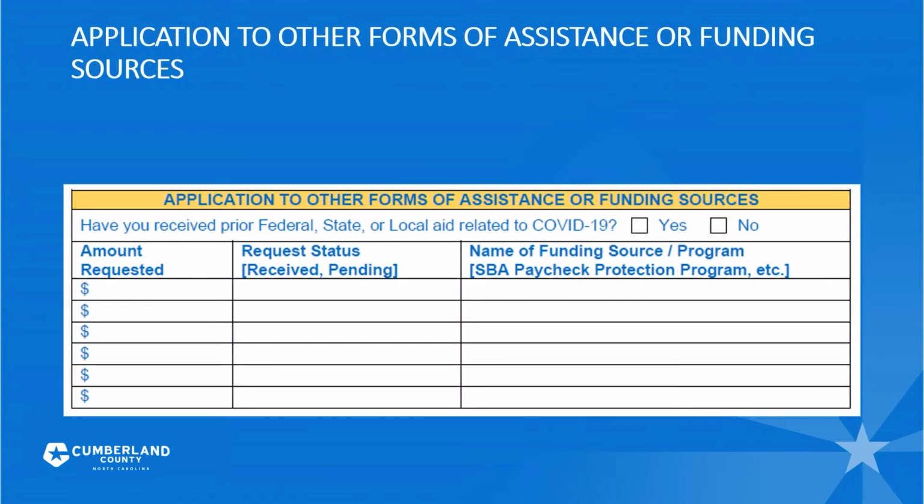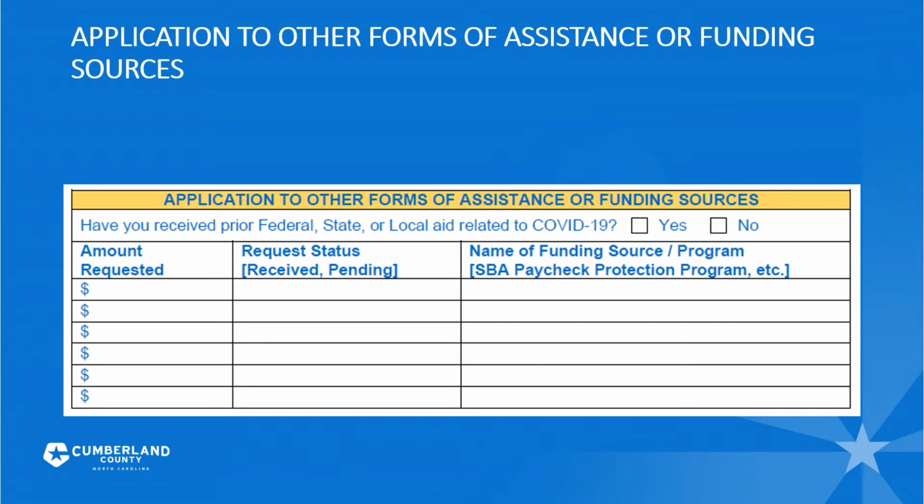The next section is the application to other forms of assistance or funding sources. In this section, you can either respond yes or no if you have received prior federal, state, or local aid related to the COVID-19 pandemic. If you check no, you can move on to the next section. But if you check yes, we ask that you provide the amount that you requested and whether you've received it or it's pending and the name of the program that you're receiving funding from. For example, the SBA Paycheck Protection Program.